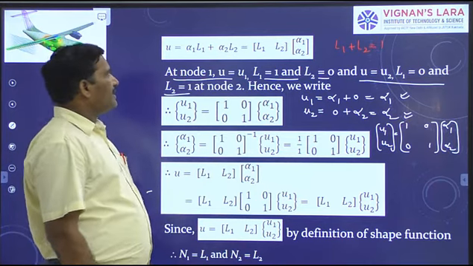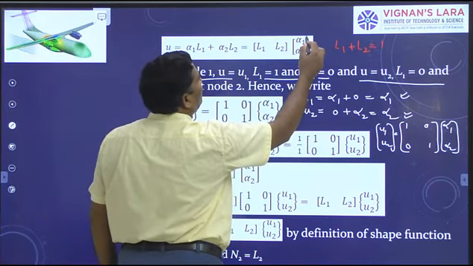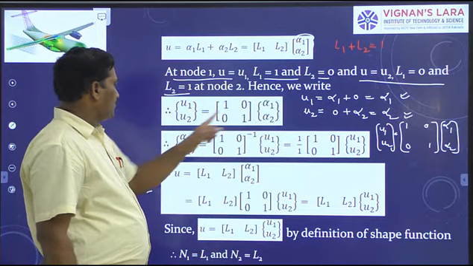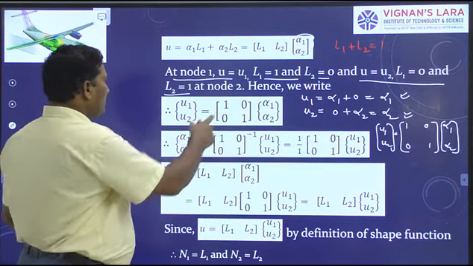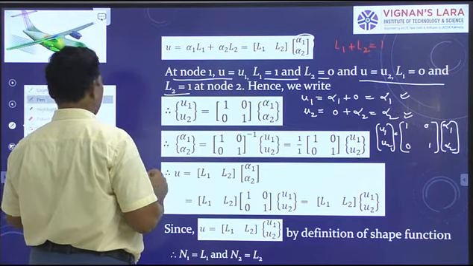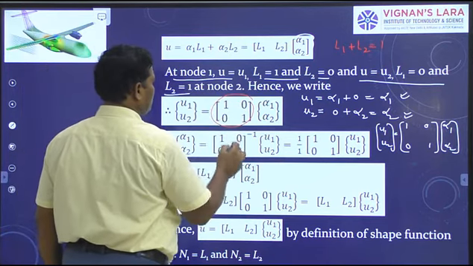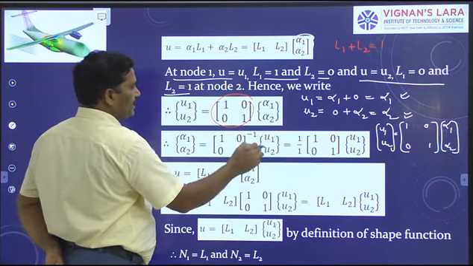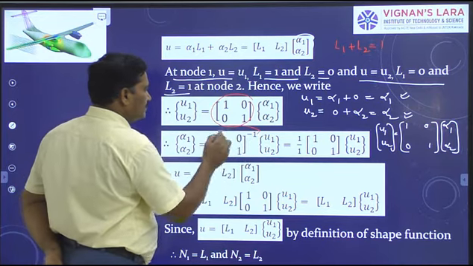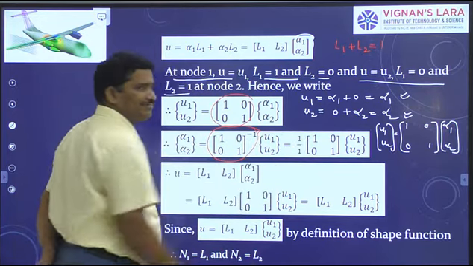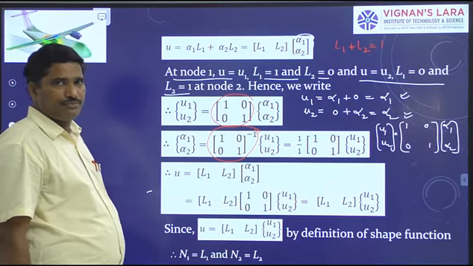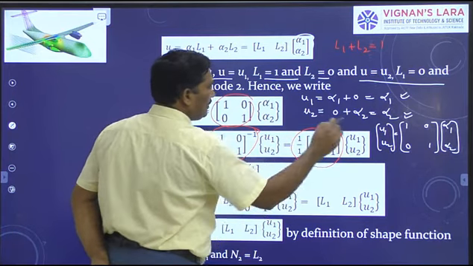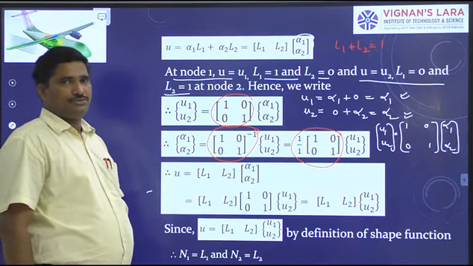Now, what is our interest? We determine alpha 1 and alpha 2. Once you determine alpha 1 and alpha 2, you can substitute here. Therefore, the column matrix of alpha 1 and alpha 2 equals the inverse of this matrix, which we have written here, into a column matrix having the elements U1 and U2. The inverse of this matrix remains the same, into a column matrix having the elements U1 and U2.